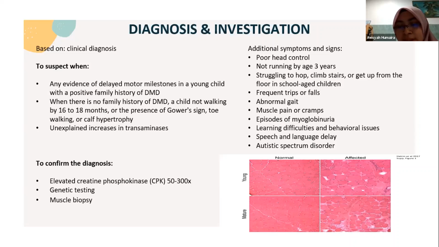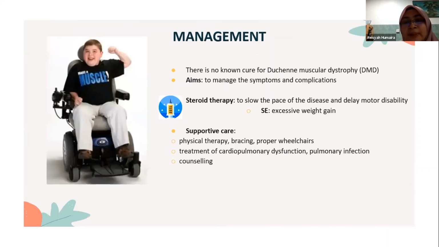You can see here the normal muscle and the affected muscle of a child with Duchenne muscular dystrophy. For the management, there is no known cure, but the aims of management are to manage the symptoms and complications. Patients are given steroid therapy to slow the pace of the disease and to delay motor disability, but the side effect is that patients can have excessive weight gain.